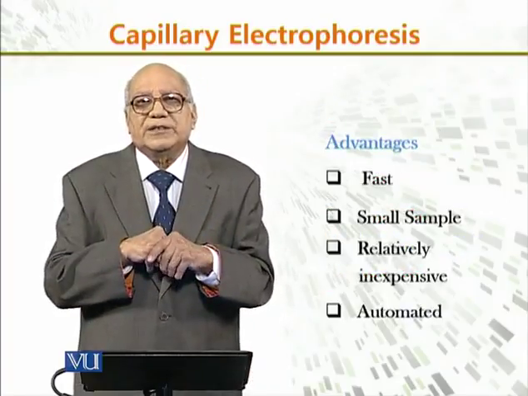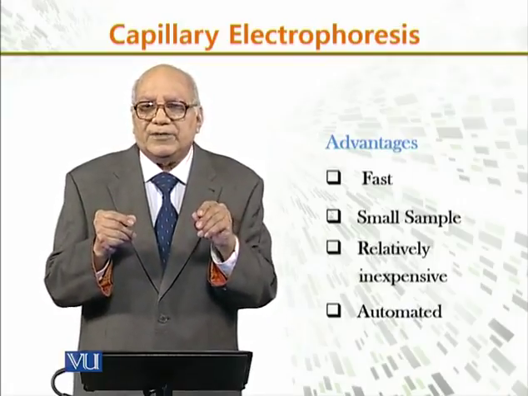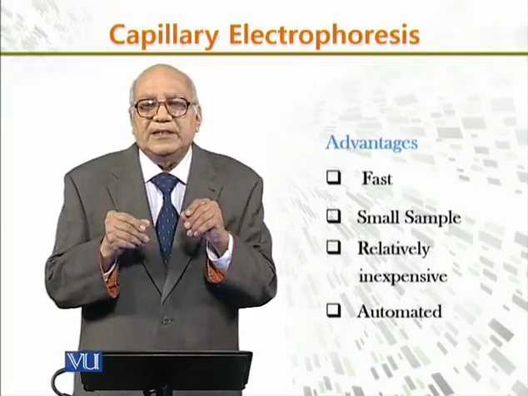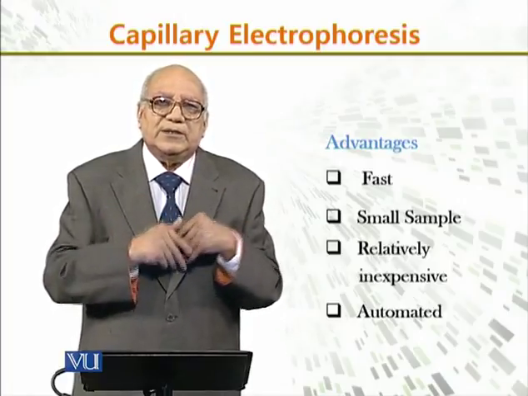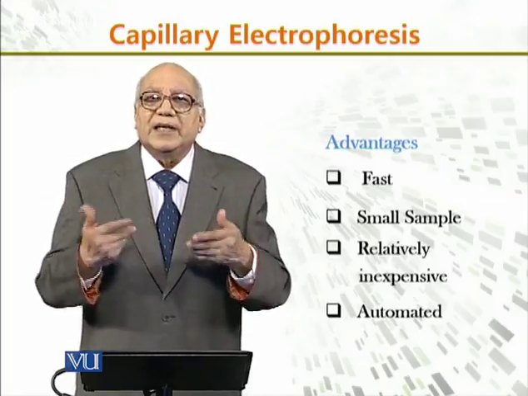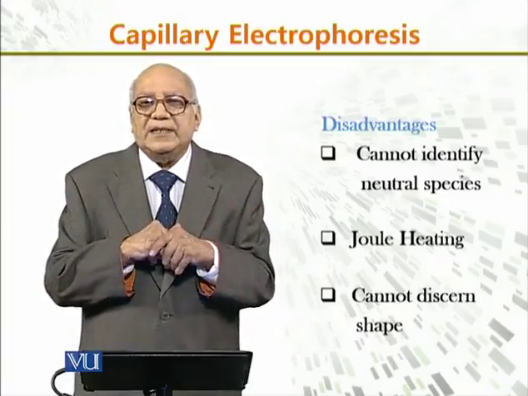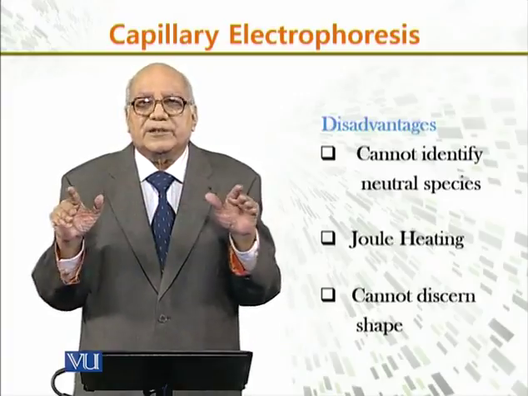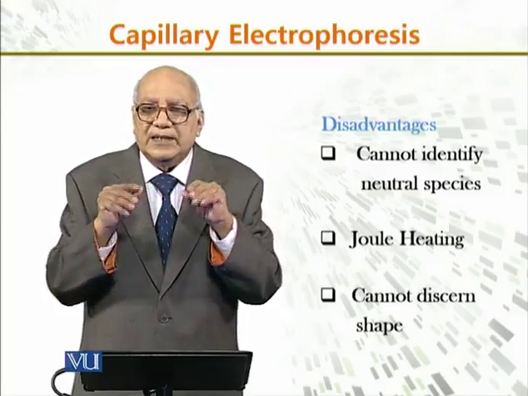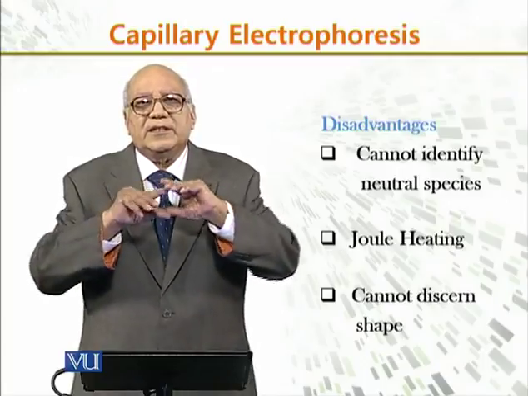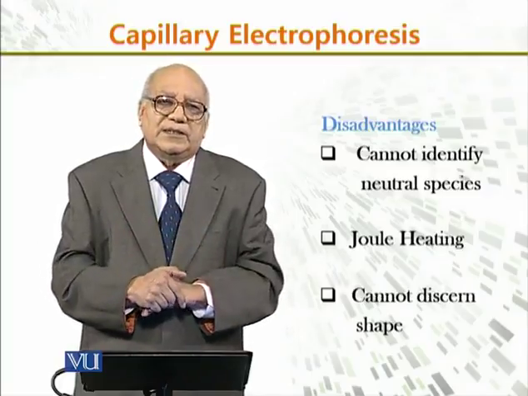The advantages of capillary electrophoresis are that it is a fast technique, a very small amount of sample is required, and it is relatively inexpensive to run. The second thing is that it is automated: you introduce many samples, and it can analyze them. The disadvantages are that it cannot identify neutral species. Joule heating is also a limitation. And it cannot discern the shape of the molecule or give us the molecular structure.